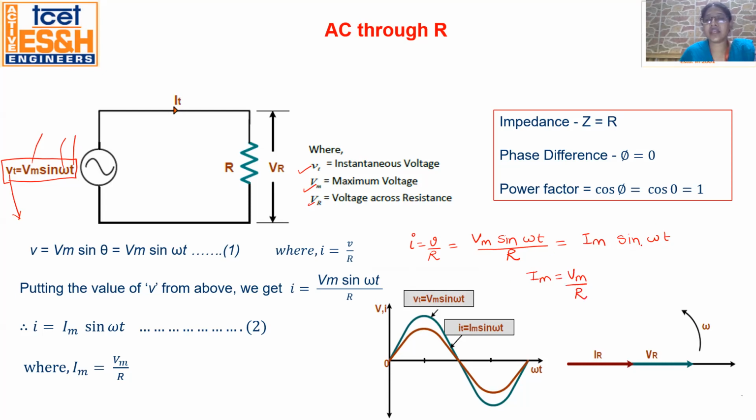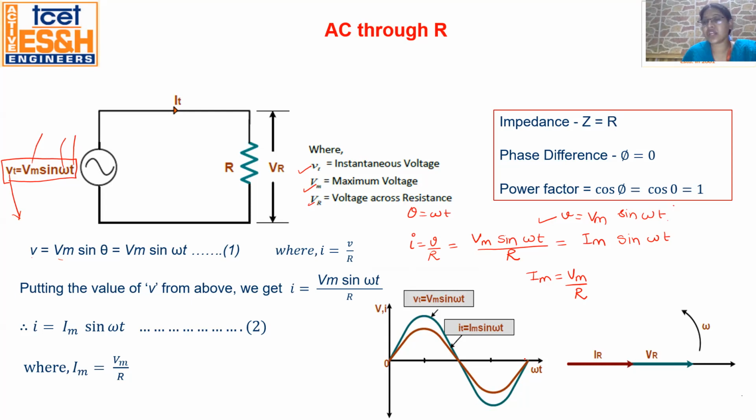See that the equation of voltage is V equal to Vm sine theta, or omega t. Theta is nothing but omega t. So V is equal to Vm sine omega t. Both have the same form: V is Vm sine omega t and I is Im sine omega t. So if we draw the waveform, see, this is the waveform. Green one is for the voltage and red one is for the current.